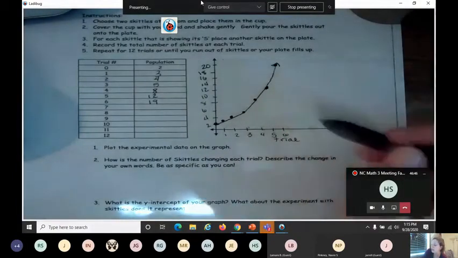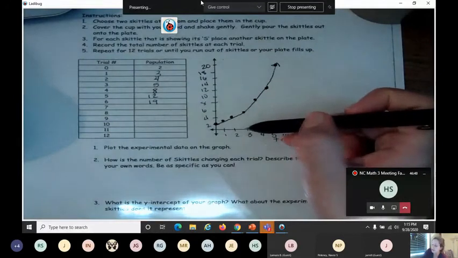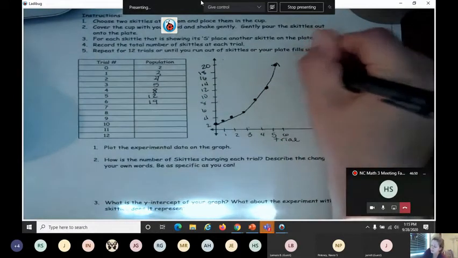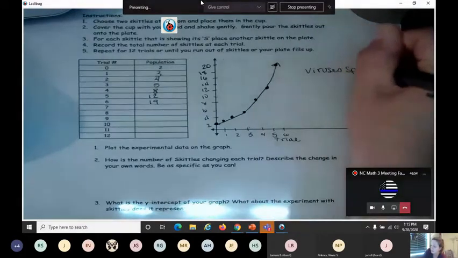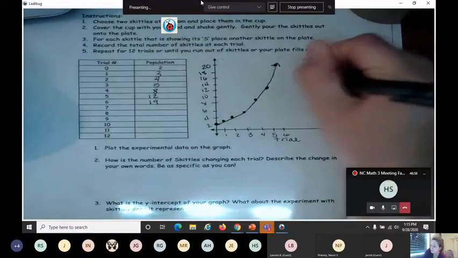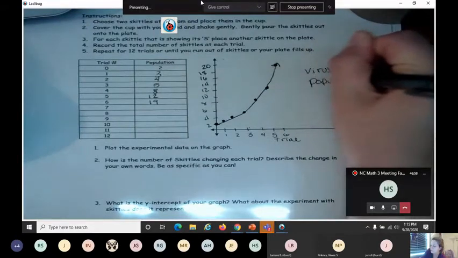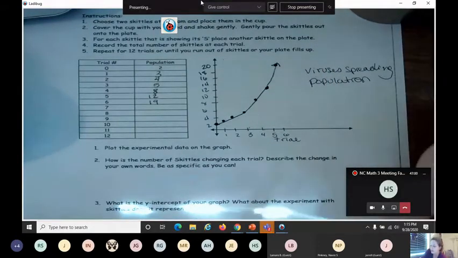Okay. So this applies to virus spreading, population growth, okay, really any sort of disease spreading or population growth.